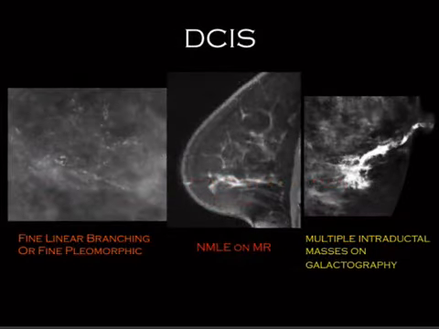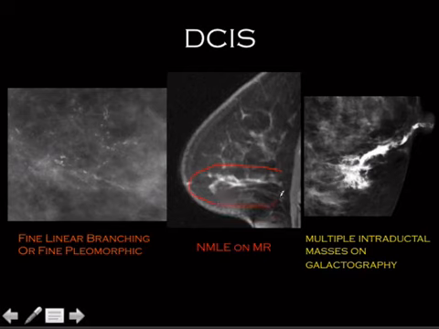DCIS can be shown on multiple choice in 3 classic patterns. The first one is this fine linear branching, fine pleomorphic calcification that we talked about. The second one is a non-mass-like enhancement on MRI, which we'll talk about in the MR lecture. And the last one is multiple, as in more than one, filling defects on a galactogram.